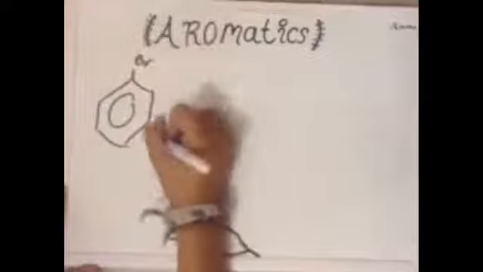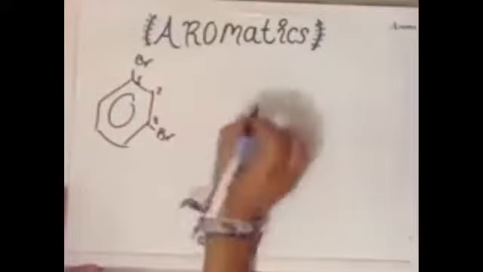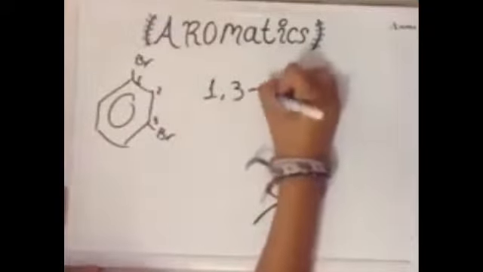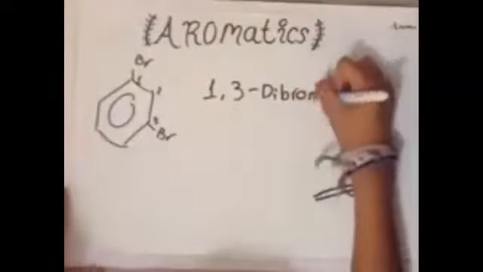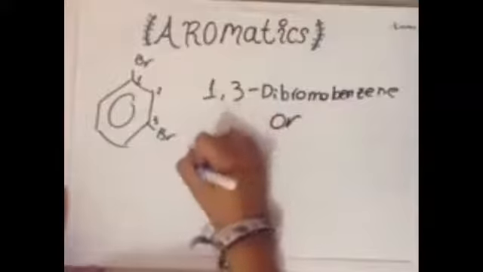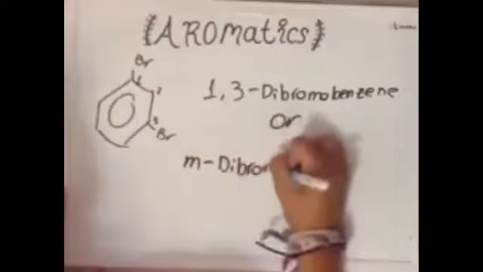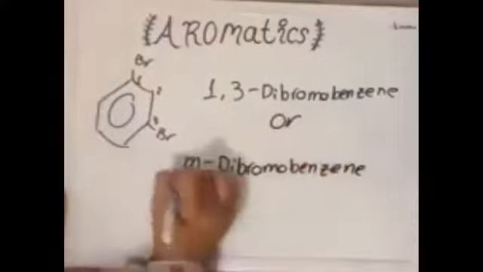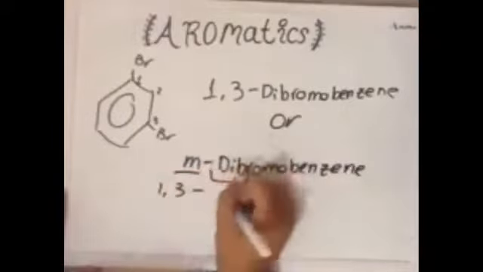Now let's see a second example. If we have a benzene attached to two bromine compounds, we can name this aromatic as 1,2-dibromobenzene. Or, by the distribution of the numbers 1,3, we can simplify it as m-dibromobenzene.